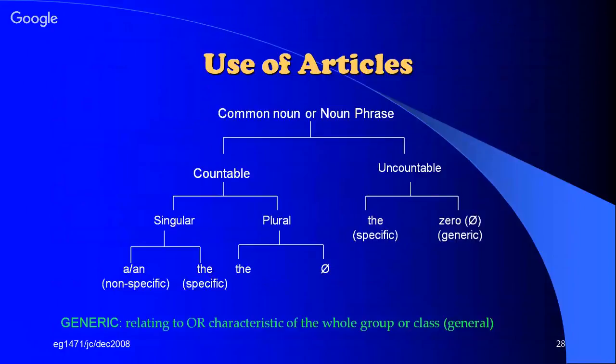Use of articles again. I have tried to put them all in one chart for you to understand better. So common noun or a noun phrase, we usually use articles with these. And this noun or noun phrase is divided into countable and uncountable nouns. Countable, again, you have two kinds, singular and plural. So any noun that can be counted, you can have one of it or many of it. Uncountable is how much, whereas countable nouns answer the question how many. So with uncountable nouns we do not use the indefinite article a or an. We only use the definite article or maybe no article.